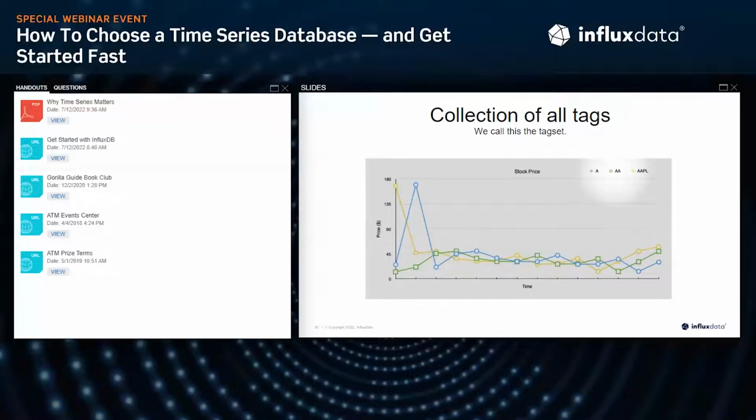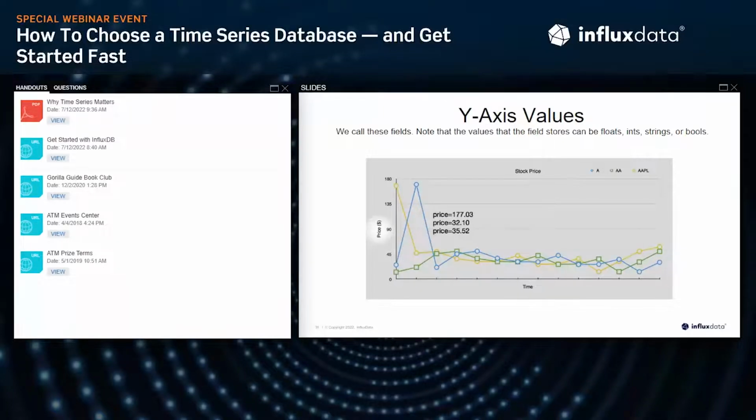So the collection of all tags is what is called a tag set. Your y-axis values are fields. So in this case, your price is going to be your field value. Unlike a lot of competitor time series databases, we generally have support for a lot more different data types.